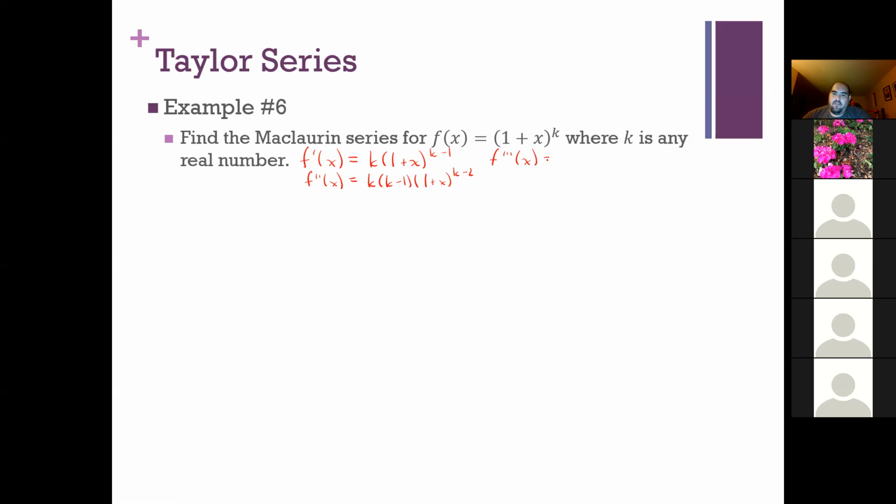And I'll take over from there. We can generalize this a little more. K times k minus 1 times k minus 2 times 1 plus x to the k minus 3. So hopefully we can see how this is going to behave from here. So let's now build a Maclaurin series for this. First thing, let's put in these details. F of 0 plus f prime of 0 times x plus f double prime of 0 over 2 times x squared plus f triple prime of 0 over 3 factorial x cubed, and so on.